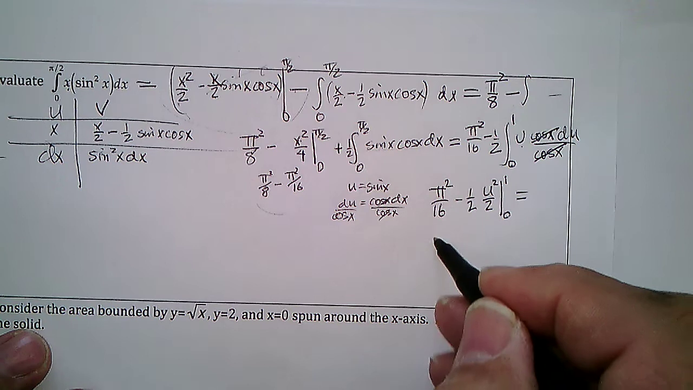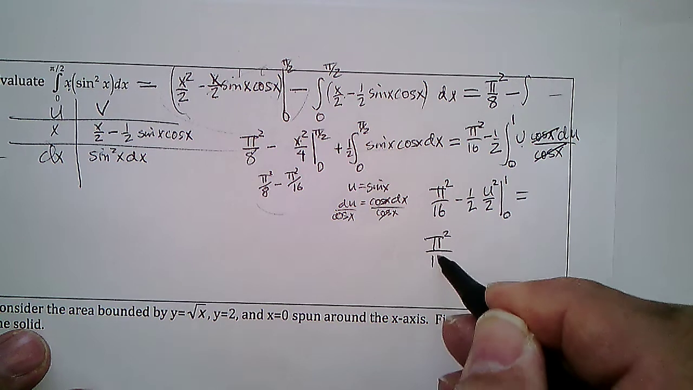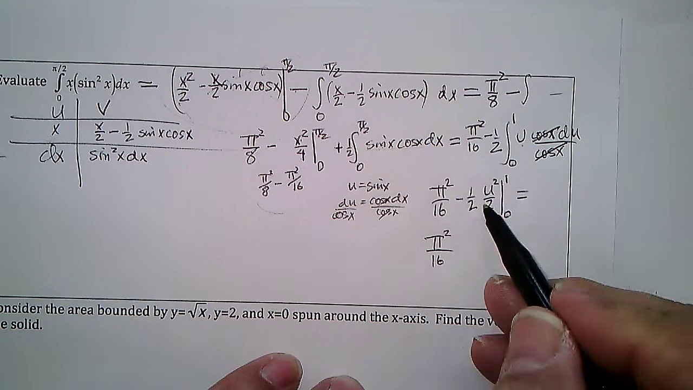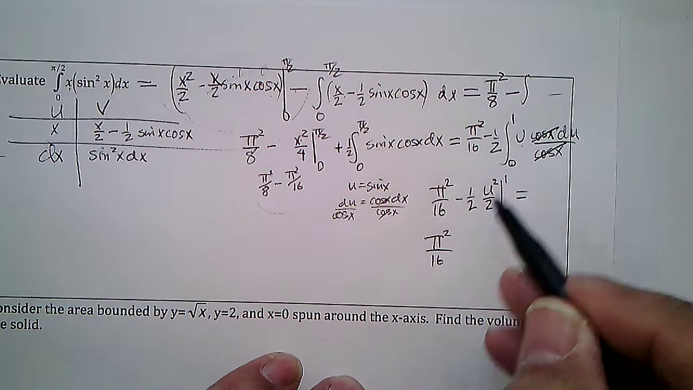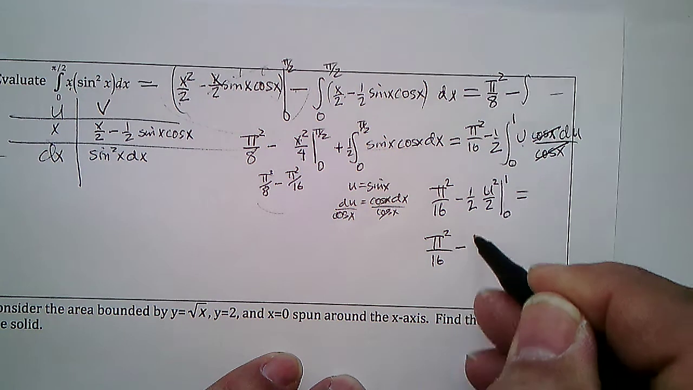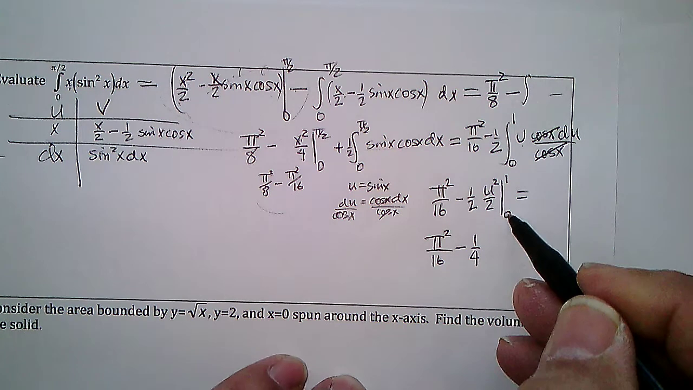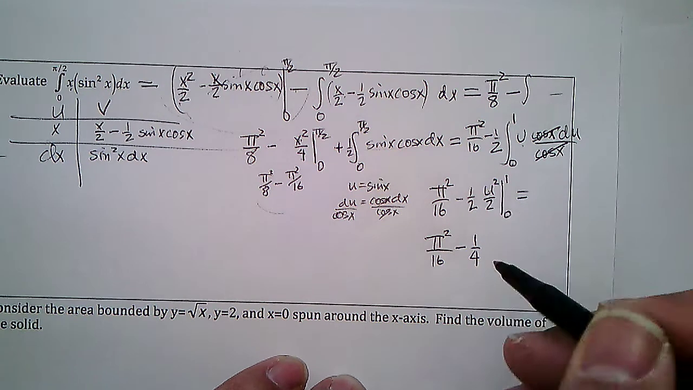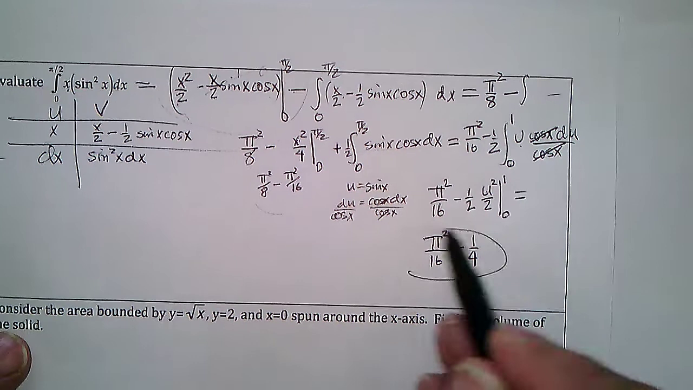So this is pi squared over 16 minus 1/4, and 1 squared would be 1, so that'd be minus 1/4. Then putting in the 0, I get nothing, and so this is my final answer.